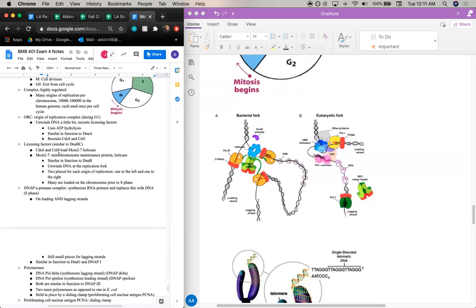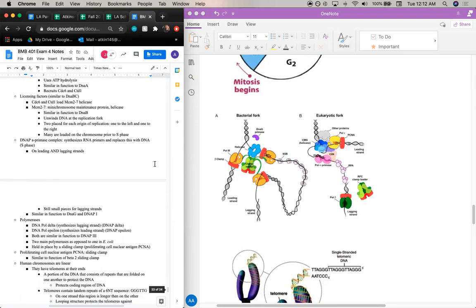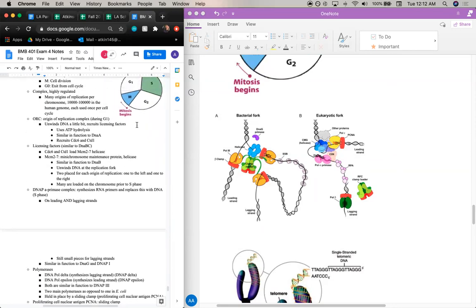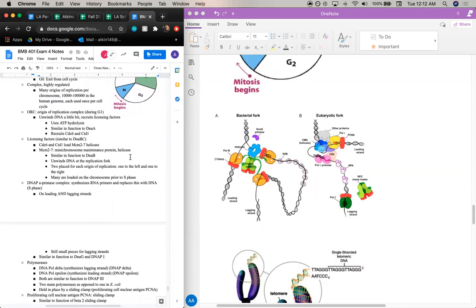And we know that these licensing factors, which are similar to DnaB and C, the important part is that they're loading the MCM2-7 helicase. We don't really need to know what MCM2-7 stands for, mini chromosome maintenance protein helicase. We just need to know that it's similar in function to DnaB. It's unwinding that DNA at the replication fork. So two are loaded for each origin of replication, one to the left and one to the right. Many are loaded on the chromosome prior to the S phase. Okay, so we're drawing comparisons between the players for eukaryotic replication and the players for prokaryotic replication.